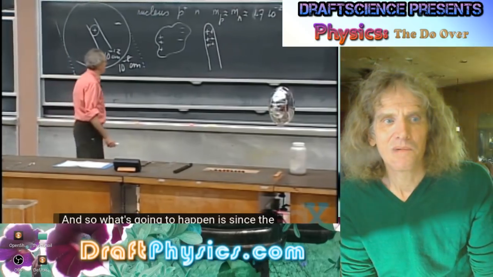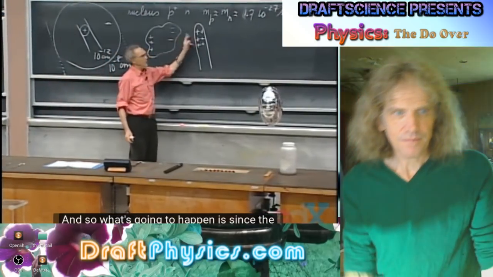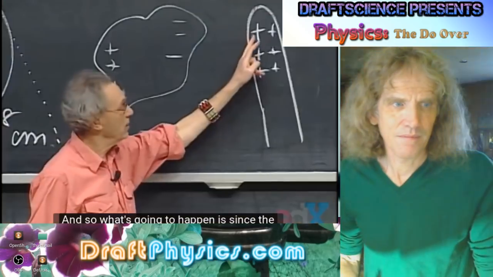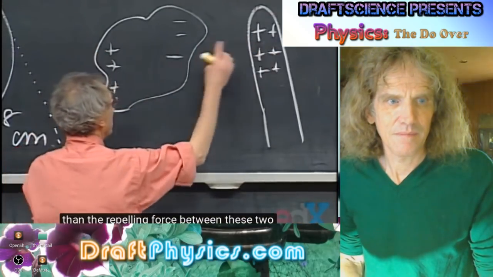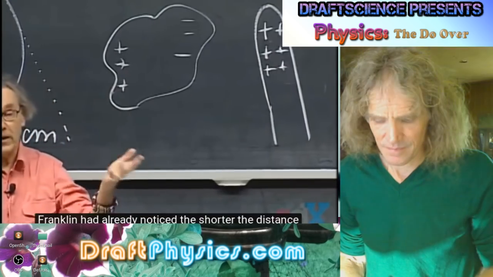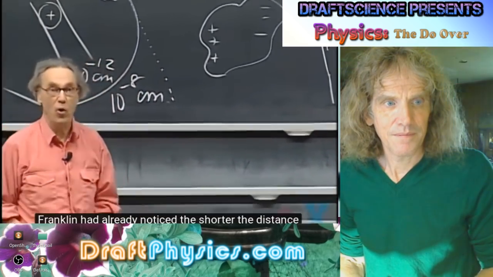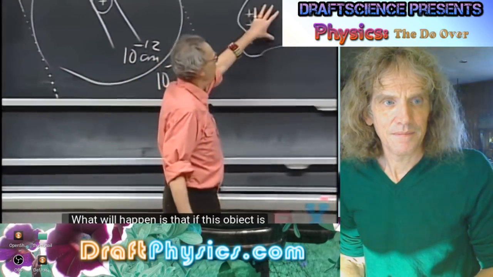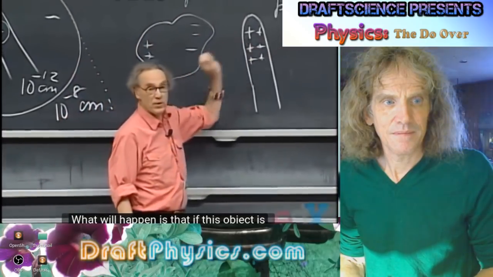And so what's going to happen is, since the attraction between these two will be stronger than the repelling force between these two, because the distance is smaller, and Franklin had already noticed, the shorter the distance, the stronger the force. What will happen is that if this object is free to move, it will move towards this rod.